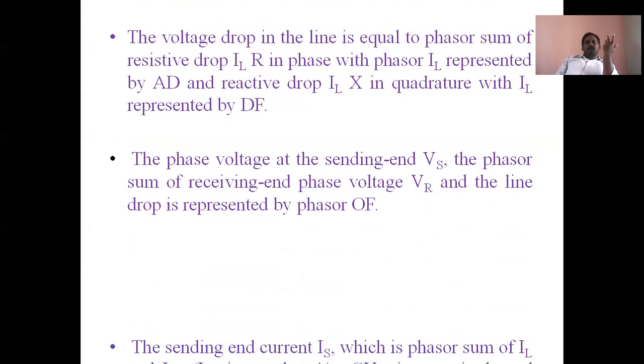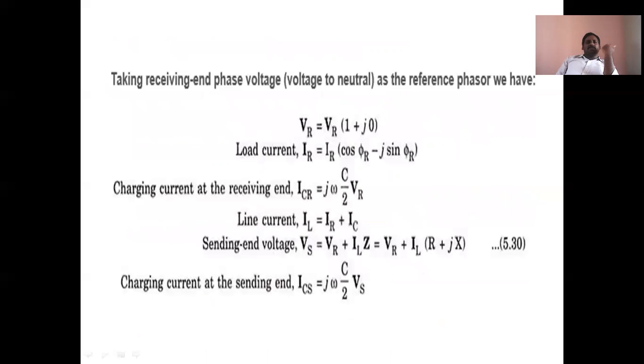So finally, if you go to the performance equations, VR is VR into 1 plus j0 as usual. Load current IR is equal to IR into cos phi R minus j sin phi R. The charging current at the receiving end side ICR is for the half section, that's why XC by 2 into VR. XC is nothing but minus j by 2 pi FC, so it is j omega C by 2 into VR. Line current IL is equal to IR plus ICR. So the sending end voltage Vs is equal to VR plus IL into Z.